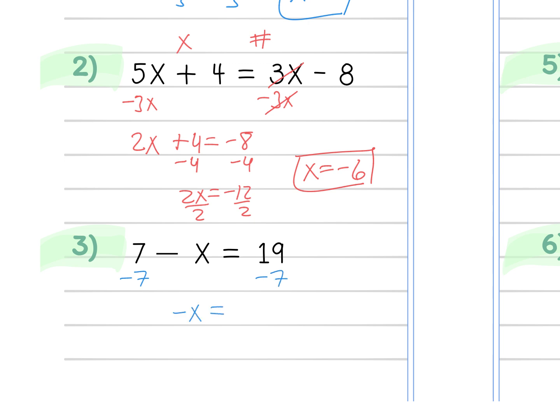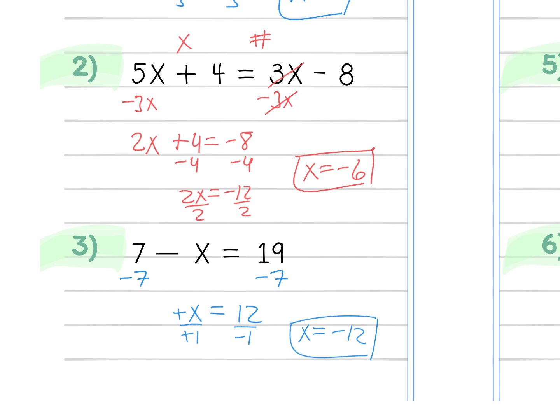All right, but doing that, we're not just left with an x, we're left with a negative x. So I get negative x equals 19 minus 7, which is 12. You can either multiply or divide by negative 1. So let's just say we divide. If we divide by negative 1, this negative and negative cancel out. And so I get x equals 12 divided by negative 1, which is negative 12.